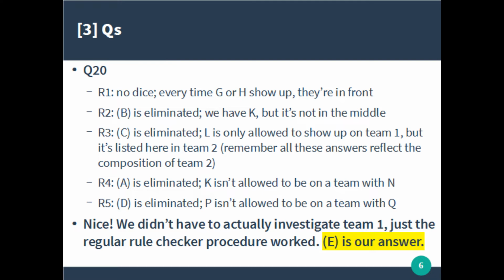So if we see L in here, that's already automatically wrong because the rules tell us L is only allowed to be on team 1. Rule number 4 eliminates A. K isn't allowed to be on a team with N, but we have that here in A, so that's clearly out. And getting to rule number 5, that eliminates D. P isn't allowed to be on a team with Q, but this answer choice has them on the same team, so that actually works out for us.